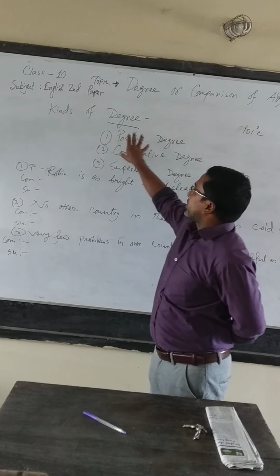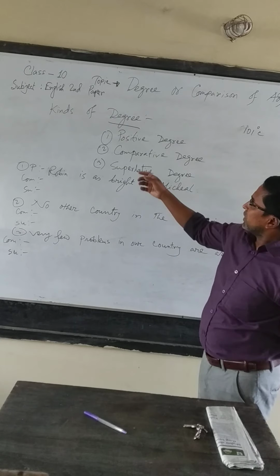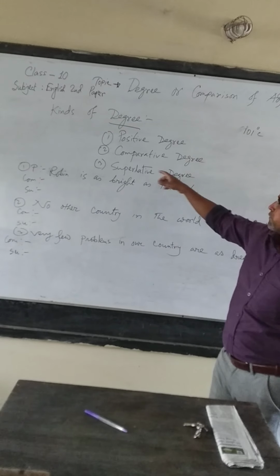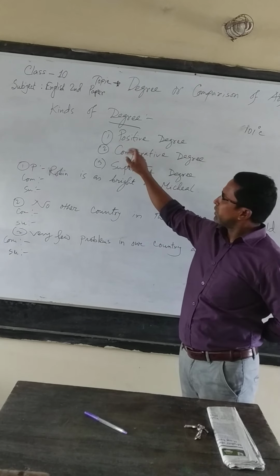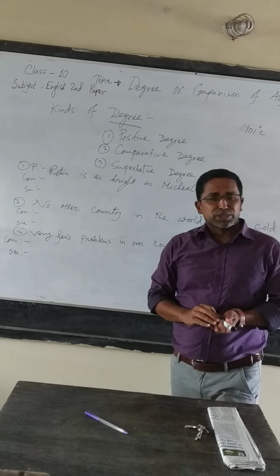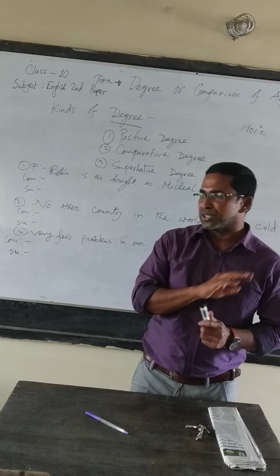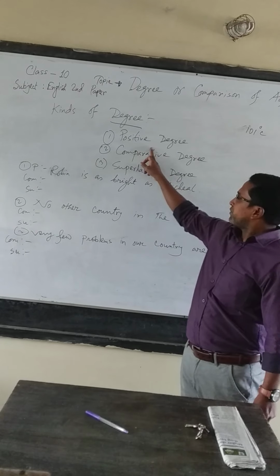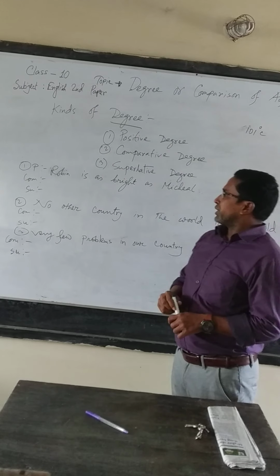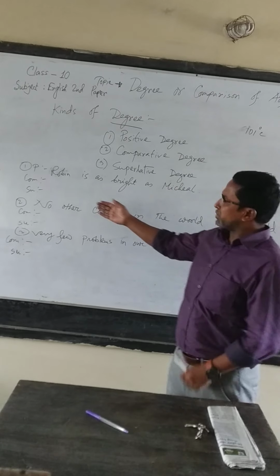So dear students, you can see I wrote some sentences on the whiteboard. There are three kinds of degree. The first one is positive, number two is comparative, and number three is superlative. So dear students, how many kinds of degrees are there? There are three kinds of degrees. Number one, positive, number two, comparative, and number three, superlative. So today I will teach the change of degrees with some examples.